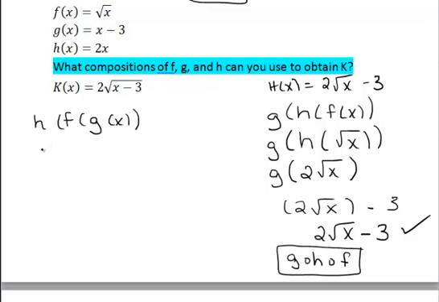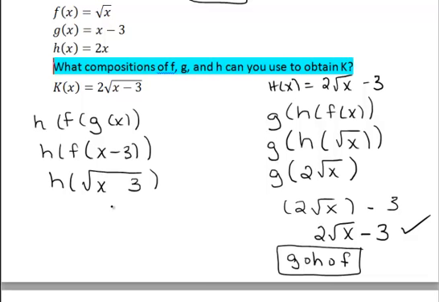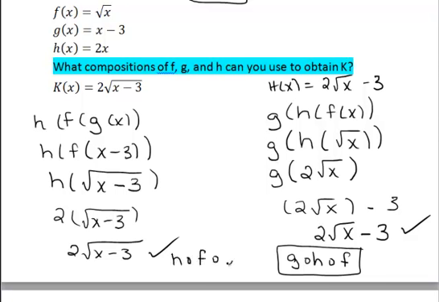So let's see if that's right. h of f of g of x. What is g of x? g of x is x minus 3. So f of x minus 3 means you put the square root without the x and you put what's in f, so x minus 3. Then we want to find h of the square root of x minus 3. Well, h is 2x, so 2 times something. And that something is the square root of x minus 3. So we get 2 square root of x minus 3. That's exactly what we want as well. So our composition is h of f of g.